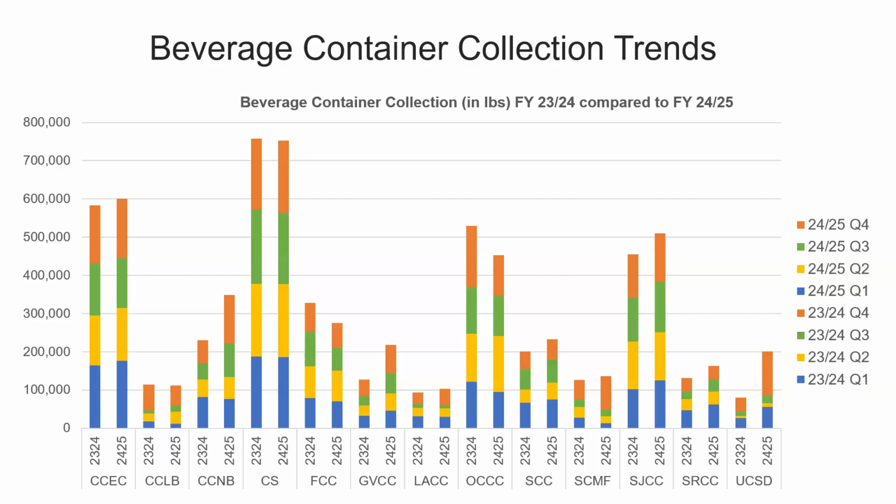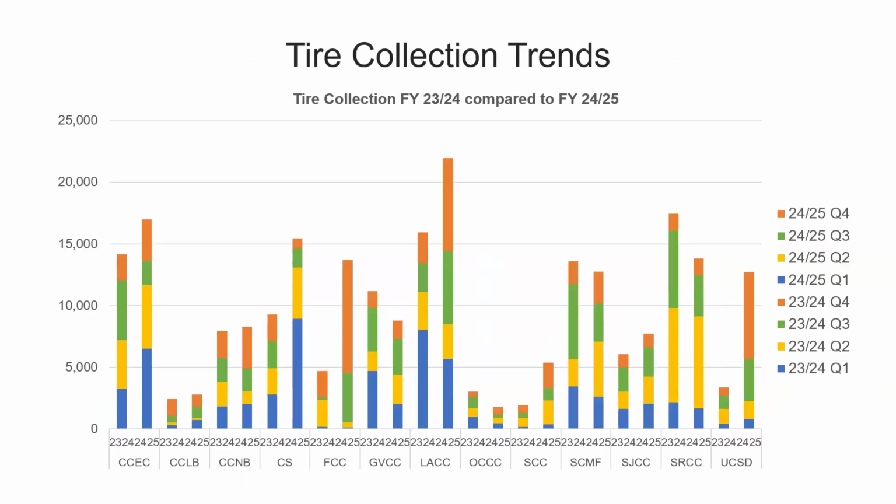And then we have tires. In this chart, the total tire collection shown from fiscal year 24-25 with a comparison to the previous fiscal year. Over 142,000 tires were collected, surpassing the about 114,000 from the last fiscal year. So just keep getting better.